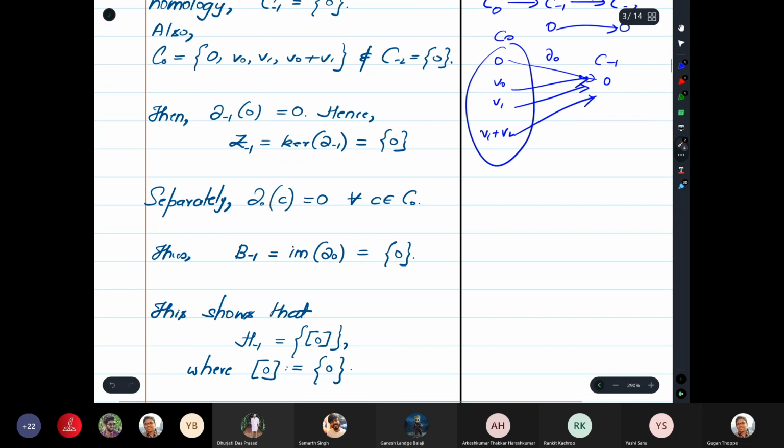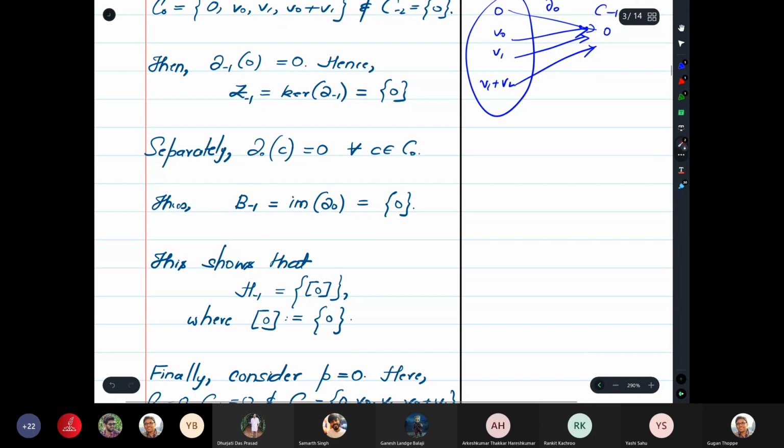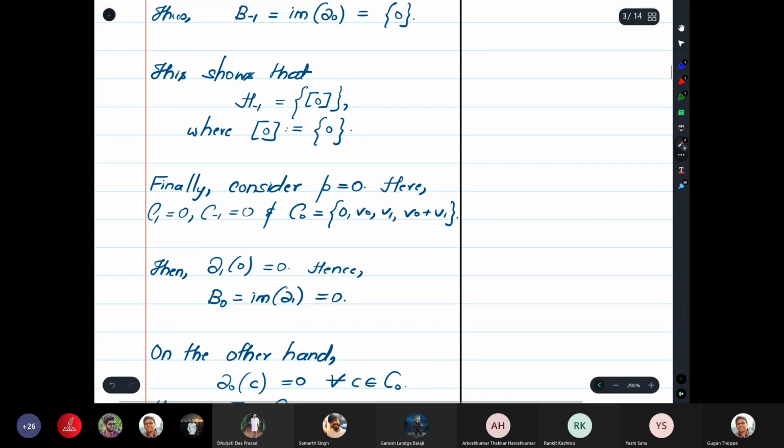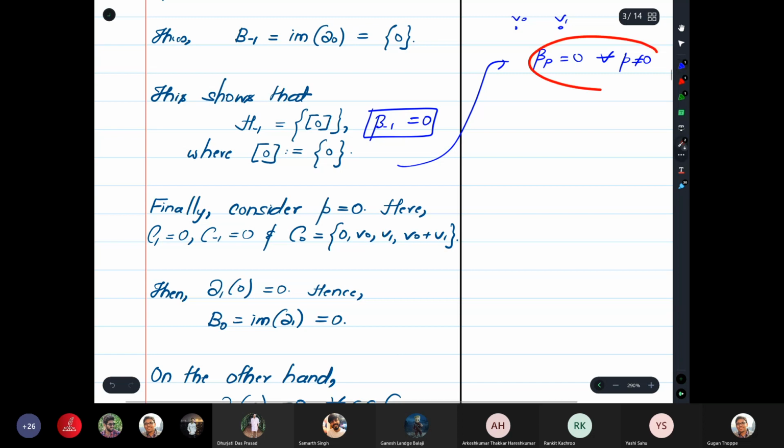Right, so from this we have managed to compute what Z-1 is and what B-1 is. And from this it should be easy to see that H-1 must be made up of only the equivalence class of 0, where the equivalence class of 0 is the set that only includes the element 0. All right. So from this again one can conclude that beta -1 is 0. Right, so what is the story so far? In this simple simplicial complex which has only two vertices, beta p is 0 for all p not equal to 0. Okay, so that is what we have managed to show so far.